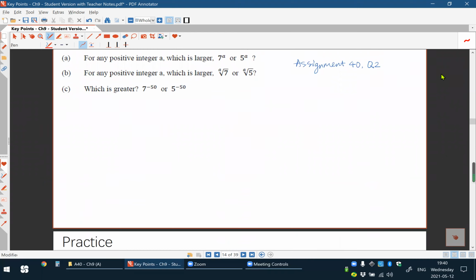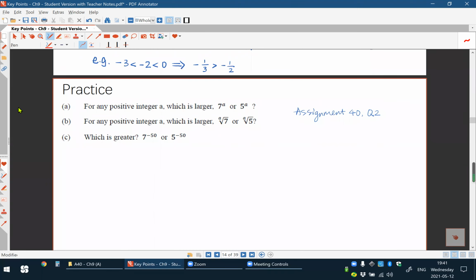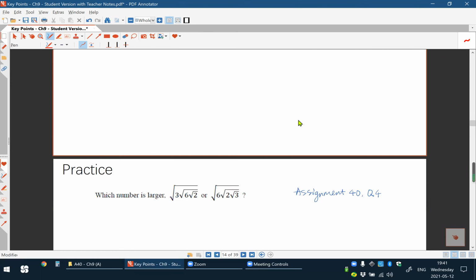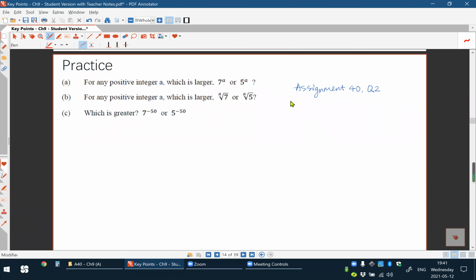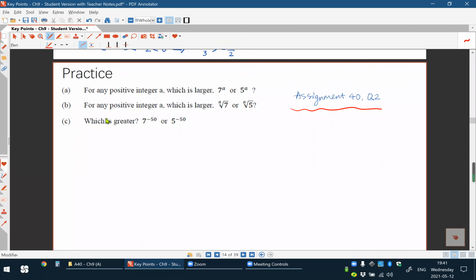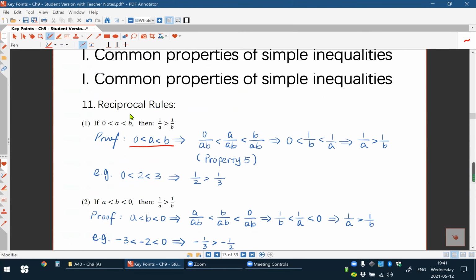After these properties, I have included some practices. Actually, these practices are from your assignment 40. Okay, I have made a note here. So after this class, you need to complete these practices, okay? You don't have to write your solutions here. You can just write your solutions on the answer sheet of assignment 40 because these practices are actually from that assignment, okay? If you still don't know how to solve them, you can refer to my notes in previous pages.